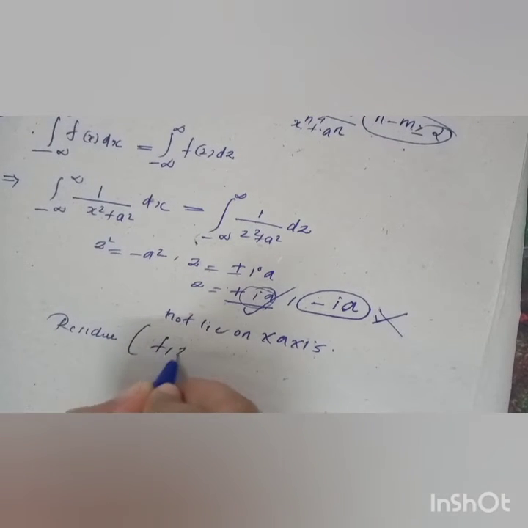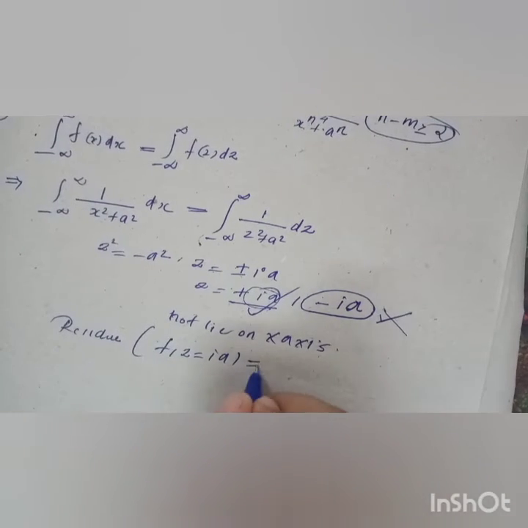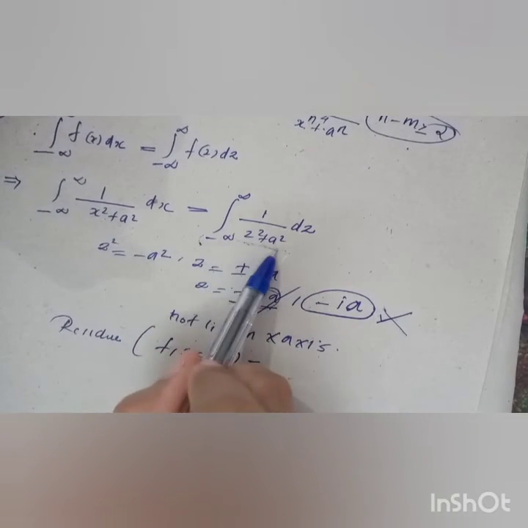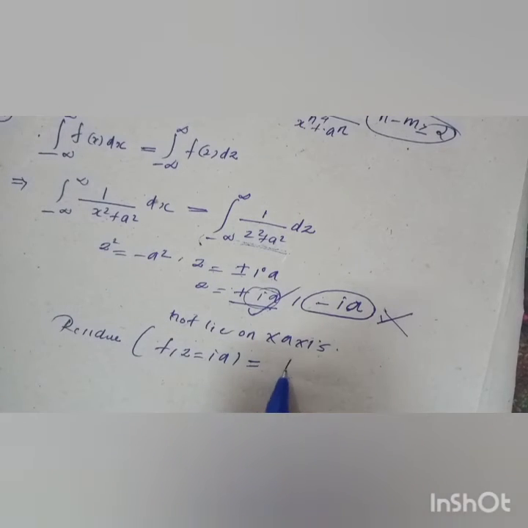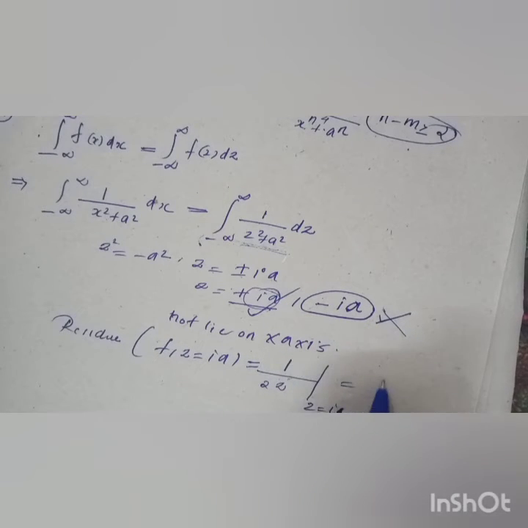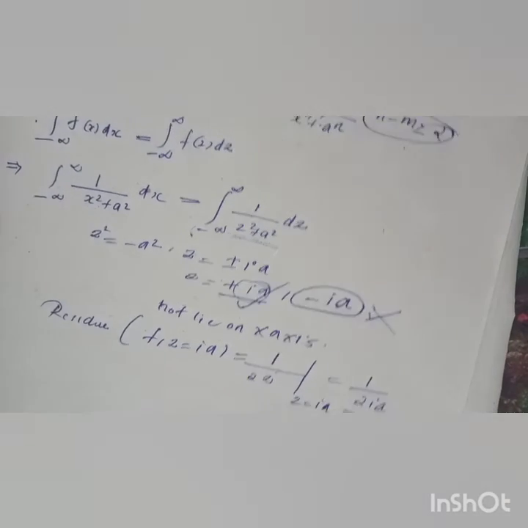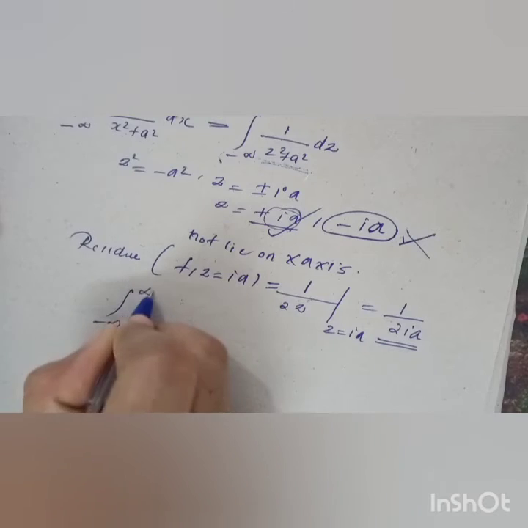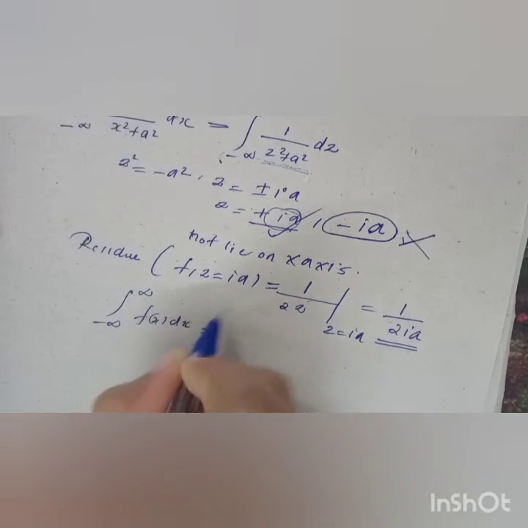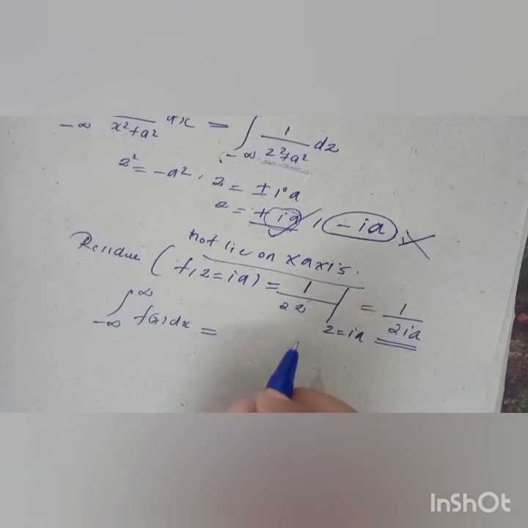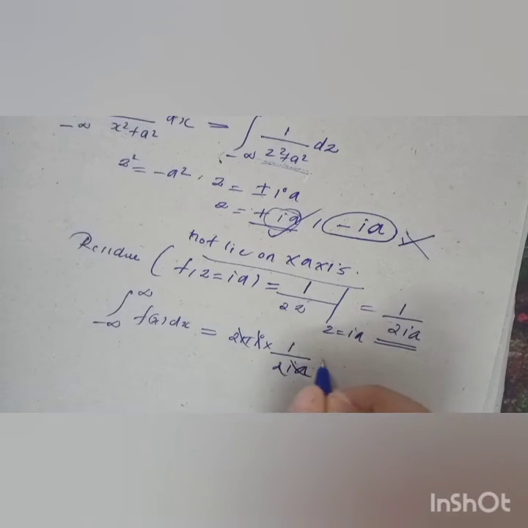For the residue at z equal to ia, it is a simple pole, so numerator divided by the derivative of the denominator at z equal to ia, that is 1 divided by 2ia, is the residue. And to find the integration, the integral from minus infinity to plus infinity of f of x dx is equal to, since it does not lie on the x-axis, we multiply with 2 pi i times the residue. Pi by a is the answer.